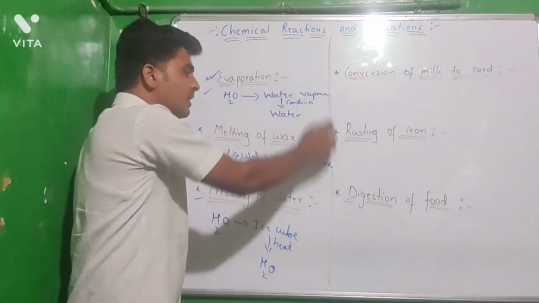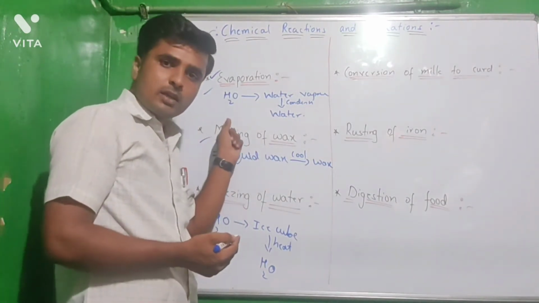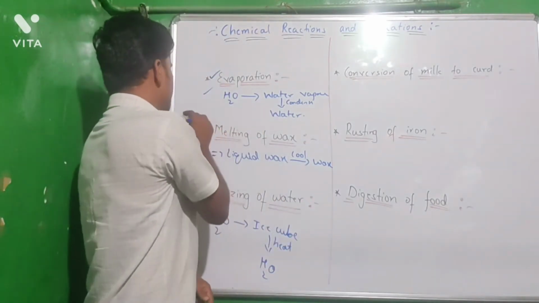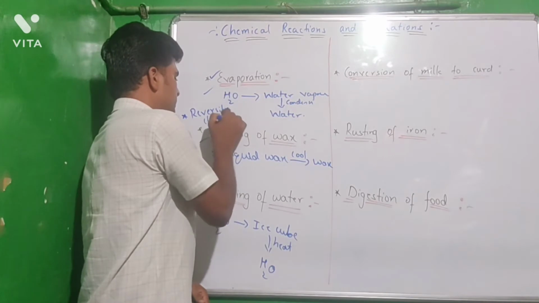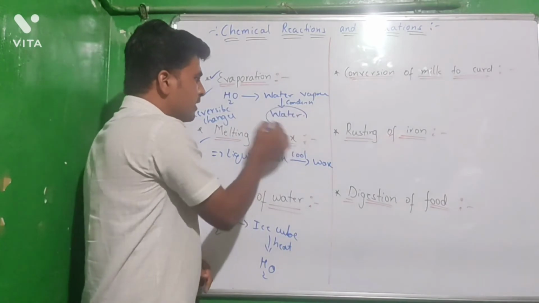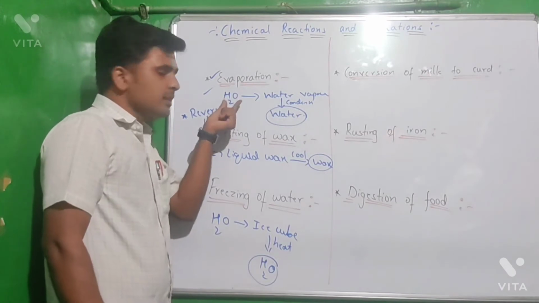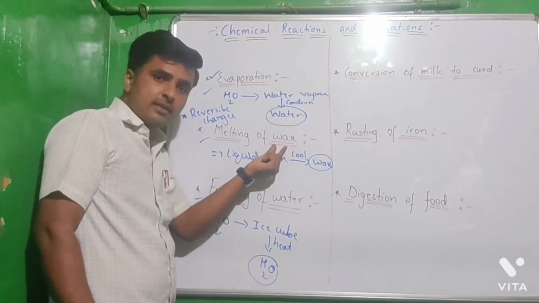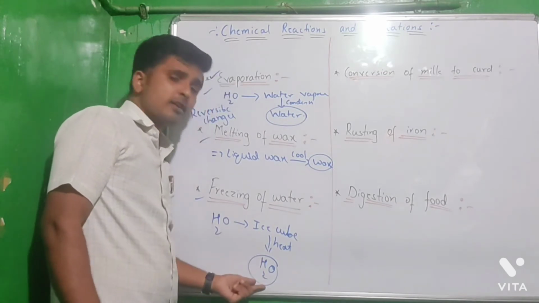All these are the reversible changes. Reversible changes means from water again we get water. Then again listen here, we get the same products as that of the reactants. Here which one is the reactant? Water is the reactant, we get a product as water. Here the reactant is wax, again we get the product wax. Here the reactant is water, again we get the product as water.